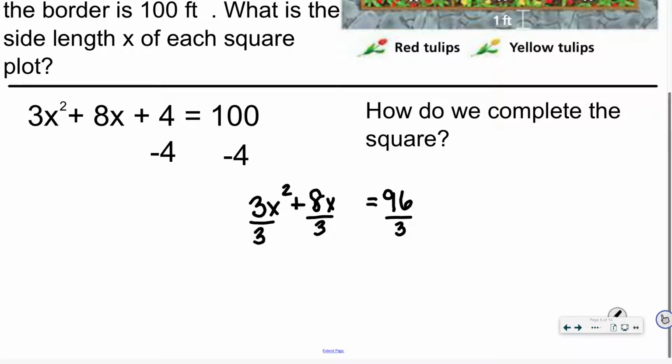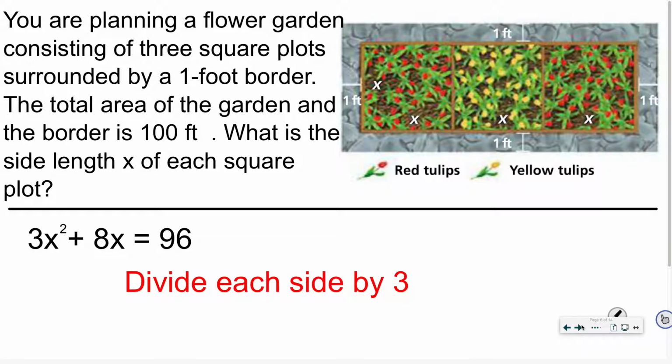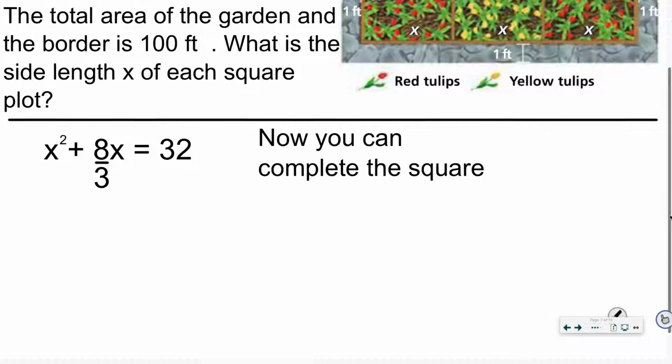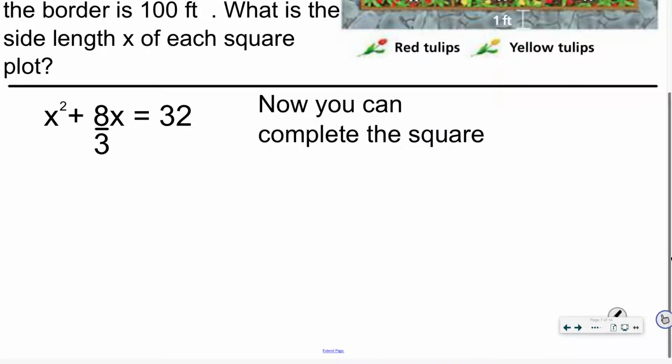Alright, anyway, so here we have this. If we divide both sides by 3, this is our equation now. We can complete the square from here. It doesn't matter that we're dealing with a fraction. What would we do to complete the square? We would do b over 2 squared. So what's our b? 8/3. Okay, so we're going to do our b value divided by 2, and then we're going to square it.